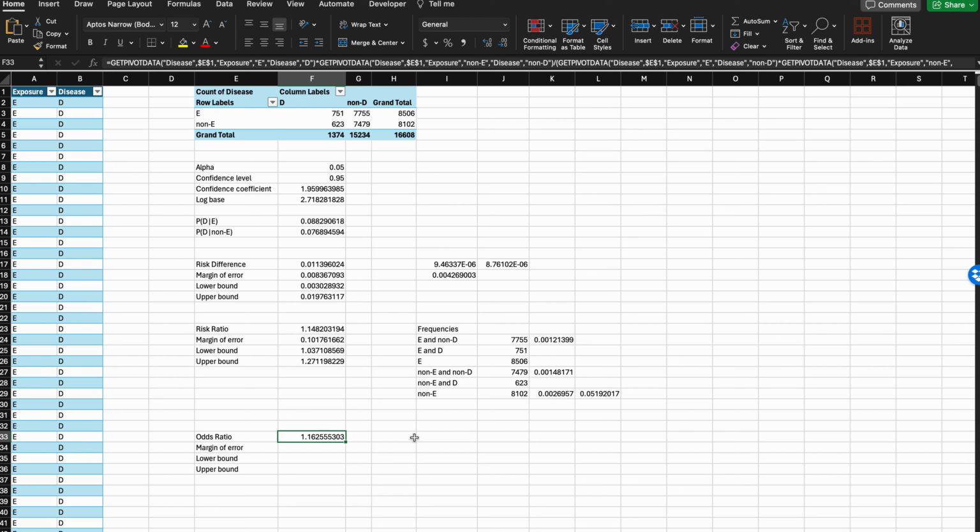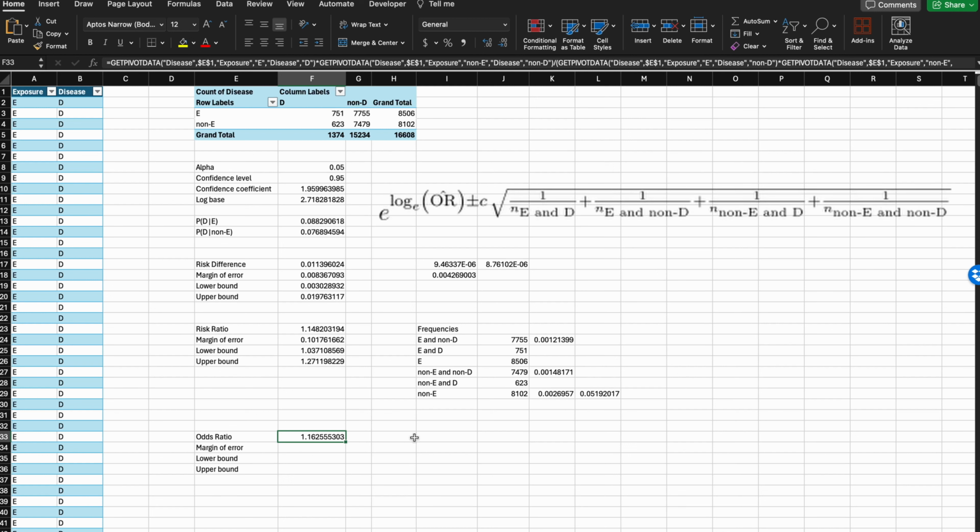Remember, under the null hypothesis, these two odds are the same. So the odds ratio would be 1. I see it's higher than 1. I'm going to subtract 1 from it, leaving me with 0.1625. I multiply that by 100%, and that leaves me with 16.3%. I would conclude that the odds of disease is 16.3% higher in the exposed compared to the non-exposed. Remember, if that value was less than 1, I would subtract it from 1, and whatever is left I would multiply by 100%, and I would say the odds are so many percentage points lower in the exposed compared to the non-exposed. Now we have to calculate the confidence intervals.